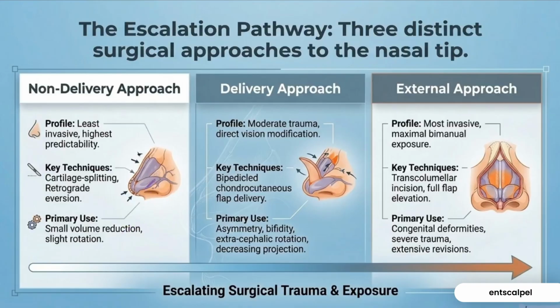But wait, if they're practically flying blind in the non-delivery approach, how on earth do they ensure they aren't accidentally cutting away the structural support? I mean, it sounds like trying to cut a single load-bearing wire in the dark. It is the exact challenge. But the surgeon isn't totally blind. They rely on an incredibly strict system of topographical mapping to safely execute what the text calls the cartilage splitting approach. Topographical mapping inside a nostril, how does that even work?